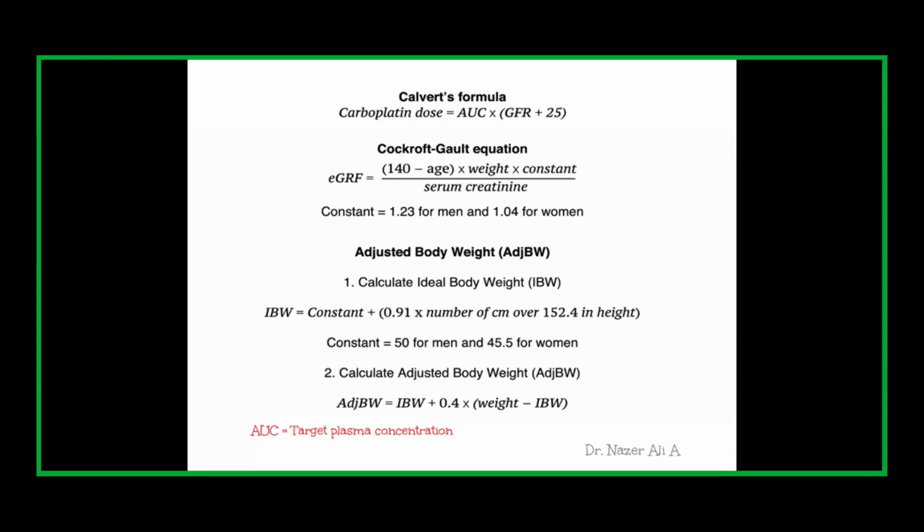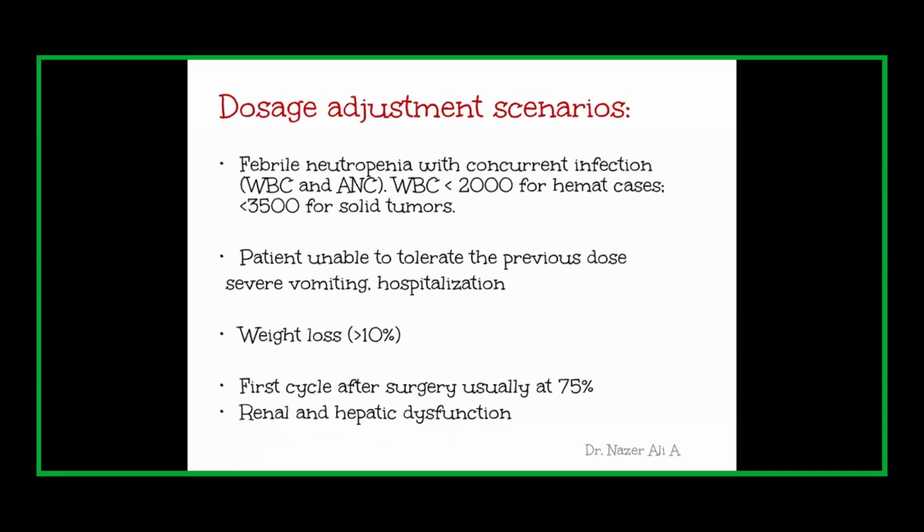Only for carboplatin is the dose calculated based on the creatinine clearance. For all other drugs, dosage adjustments are made depending on patient tolerability and any complaints. Dosage adjustment must be acceptable because these drugs have a narrow therapeutic range. If the dose is higher, there will be high toxicity. If the dose is lower, it will be subtherapeutic, with no anti-tumor activity, and the disease will keep on progressing.